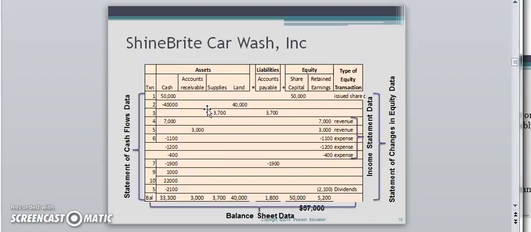So remember, take it slow, analyze these, and make sure you focus your attention. Give your cell phone a break and give yourself to accounting. So we've just finished this section of the PowerPoint in Chapter 2, and we'll see you next time.